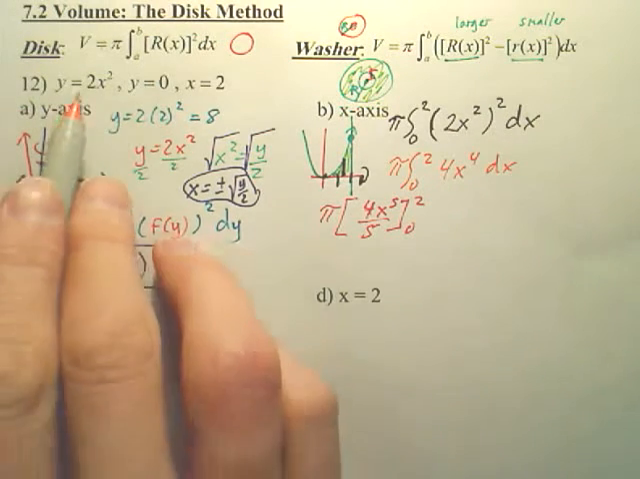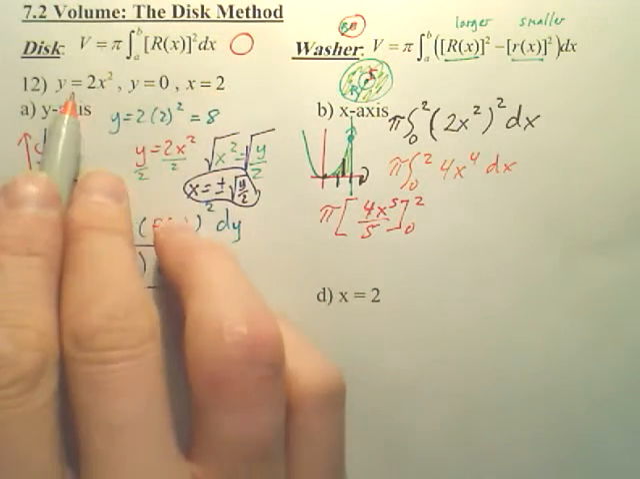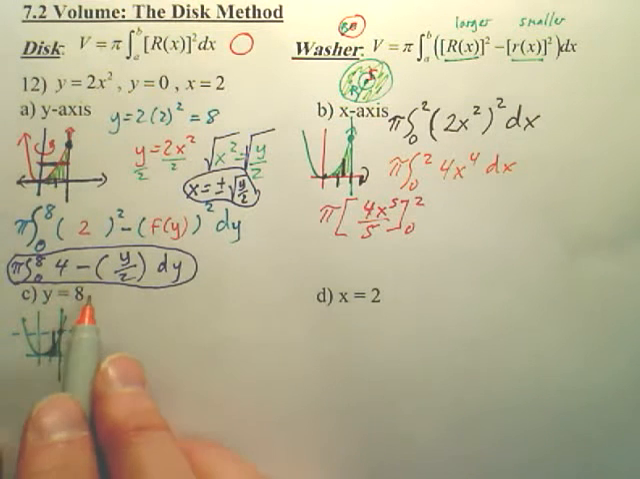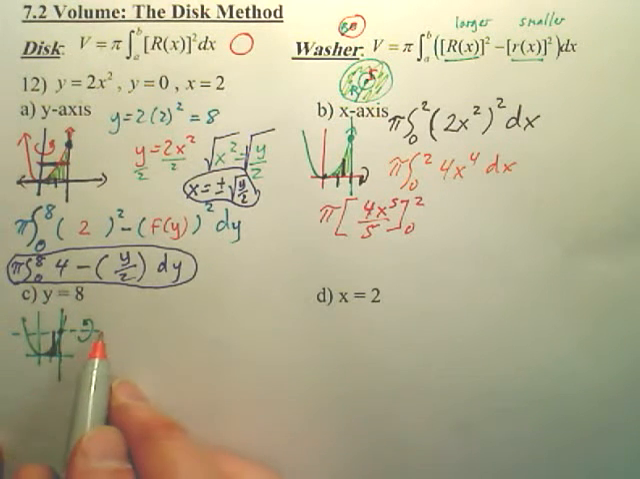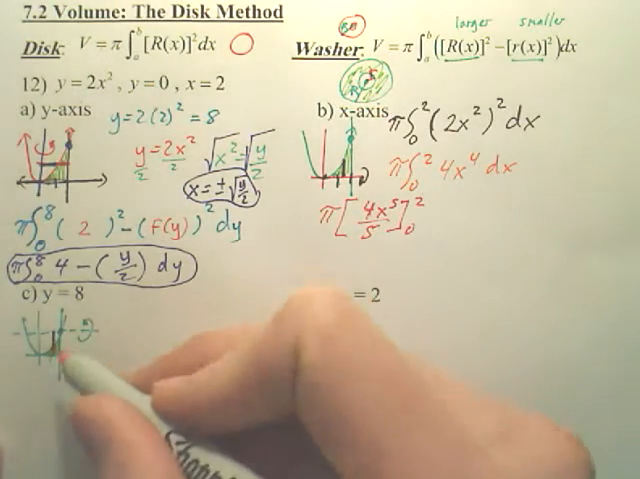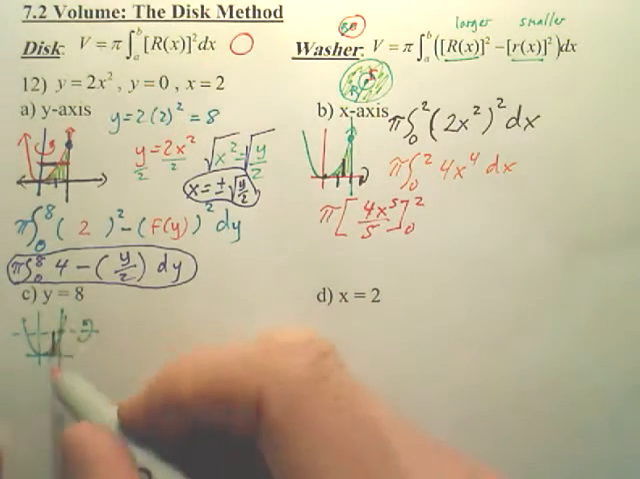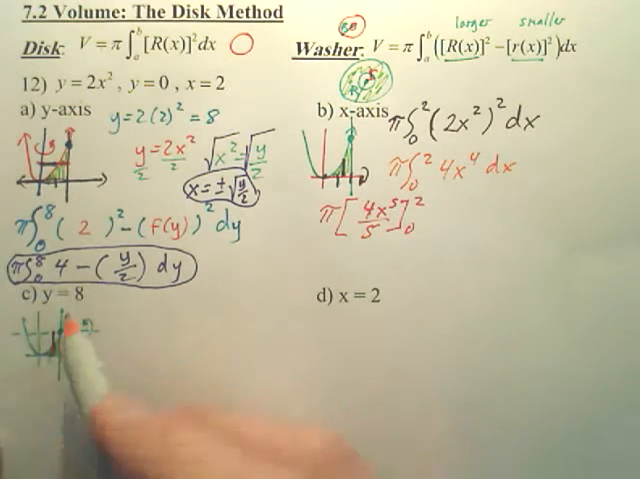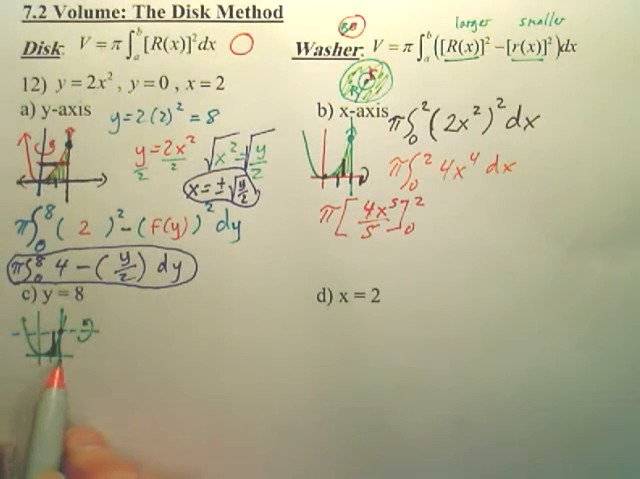Alright, if I want to revolve this region around y equals 8, this is y equals 8. I'm revolving it around it, so it looks like a cup kind of thing when I revolve it, a really flat cup. So I'm spinning it this way. Again, this is not drawn to scale because that's 2 and that's 8.